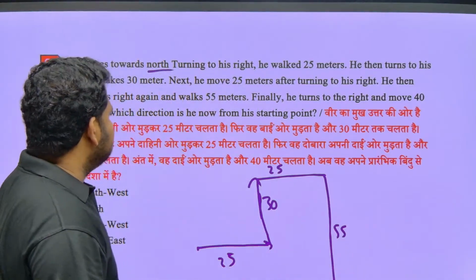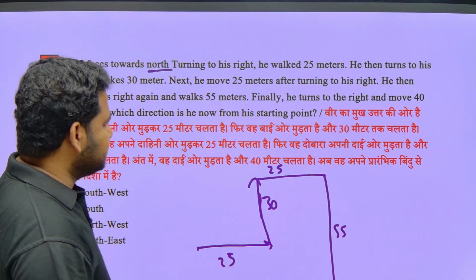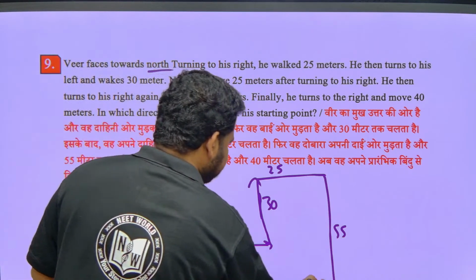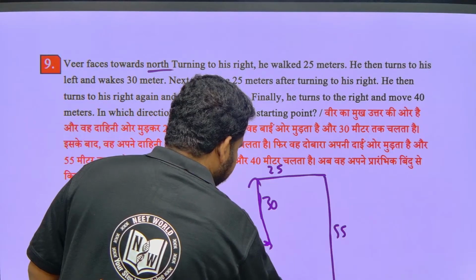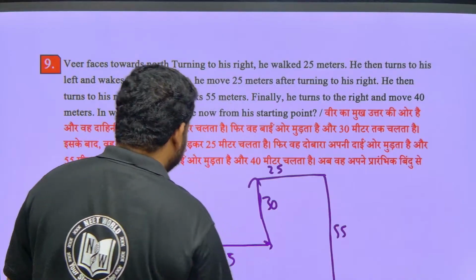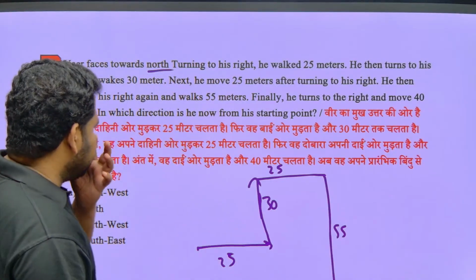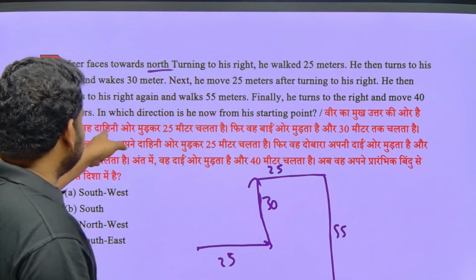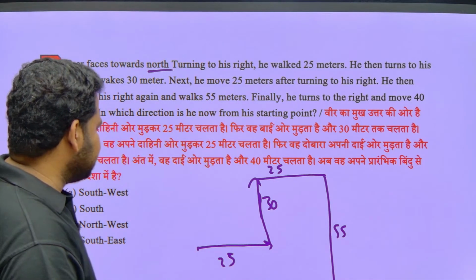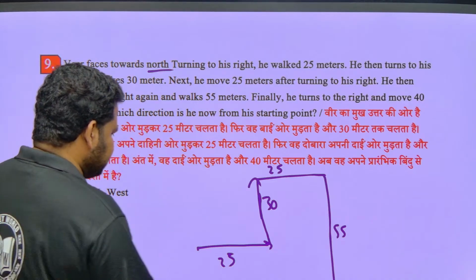Finally, he turns to his right and moves 40 meters. He will move how many meters? 40 meters. In which direction is he now from his starting point? From the starting point, he is in which direction? They are asking. 40 meters means this is how much?